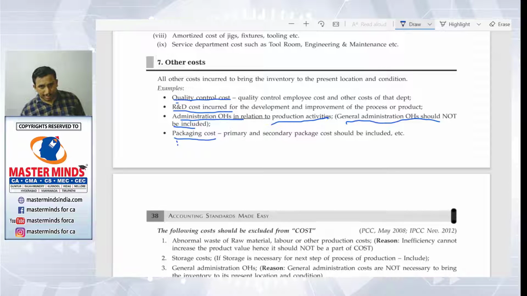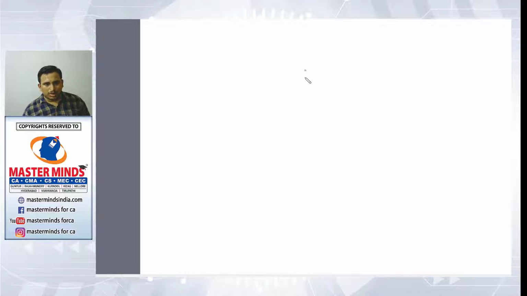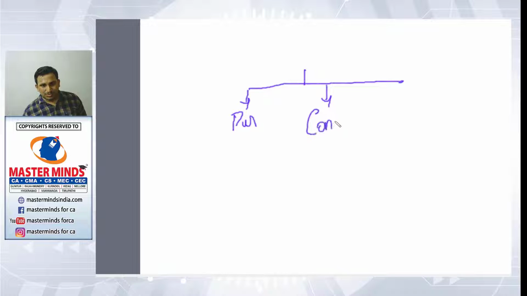Now at the same time, in the exclusions it will be clearly mentioned that any general administration overheads should not be considered. Now we are discussing how many types of costs there are in total. Three types. One is purchase cost, another one is conversion cost, and the third one we have seen is other costs.